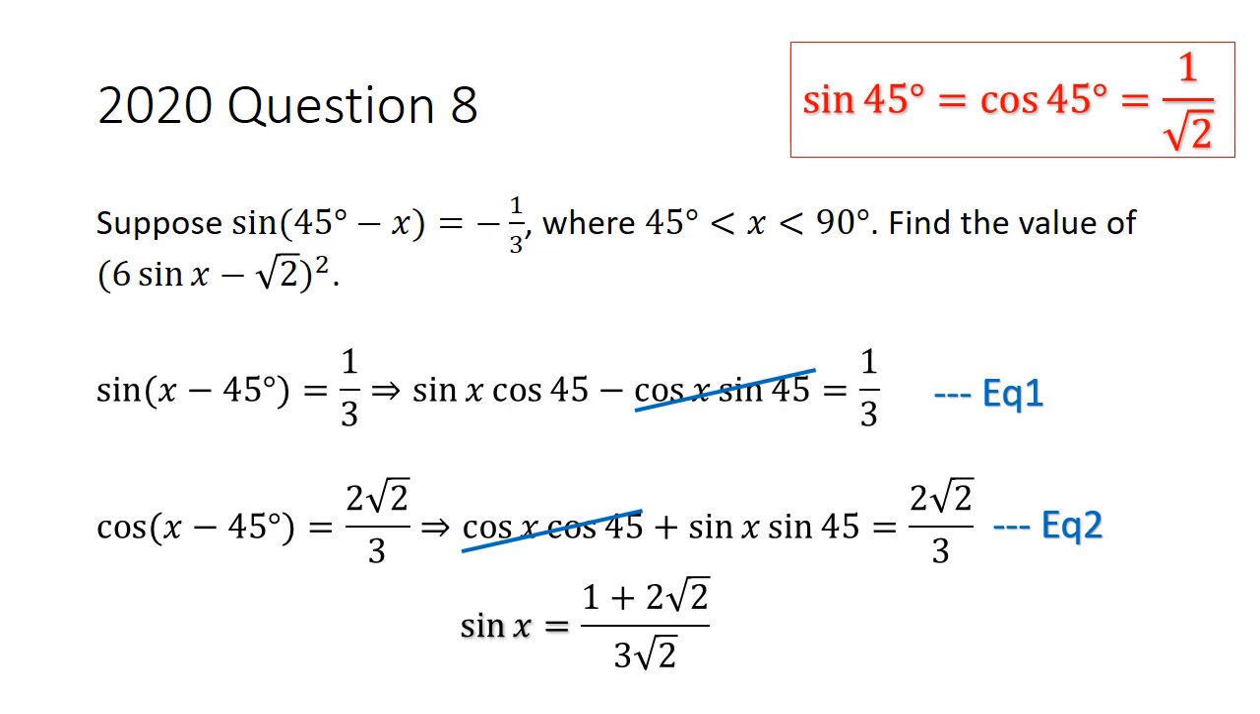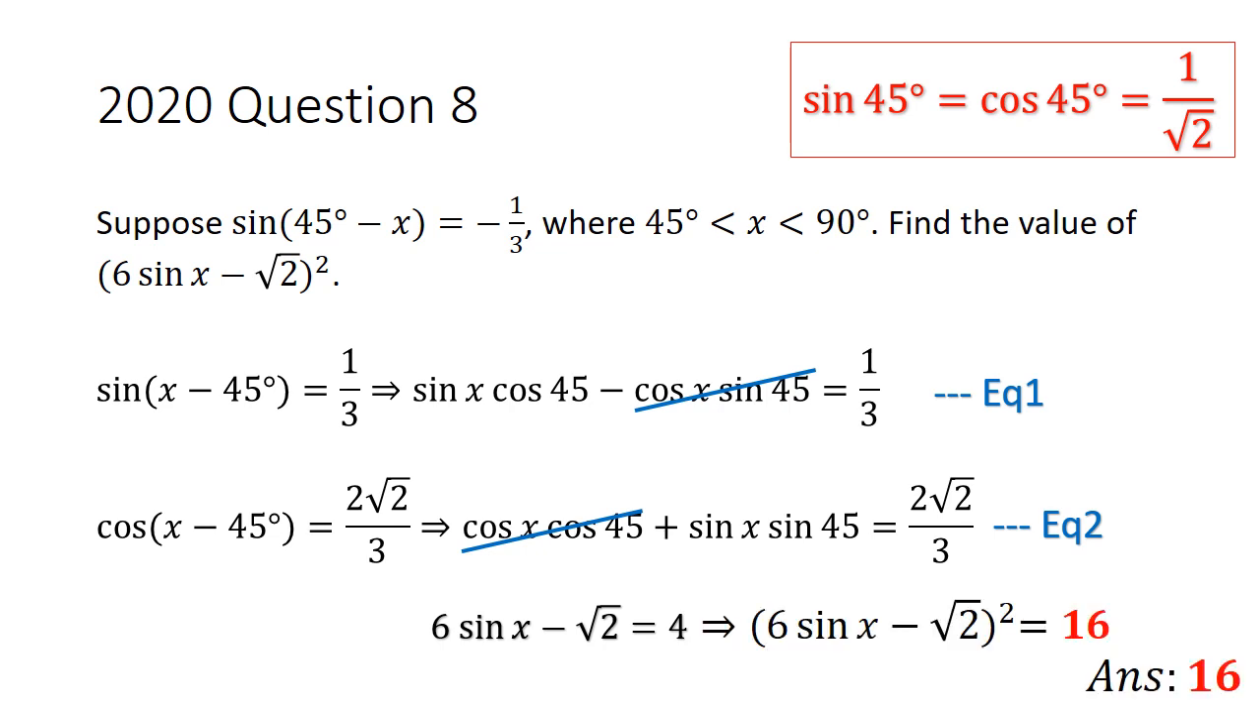So we multiply by 6 on both sides. This will give us root 2 plus 4. But we want 6 sine x minus root 2, so we shift the root 2 over to the left-hand side. So 6 sine x minus root 2 equals 4. Now we just need to square both sides, and we will get 16. So that will be our final answer.